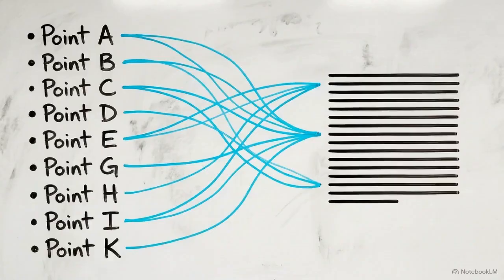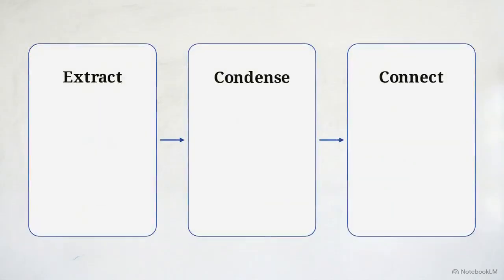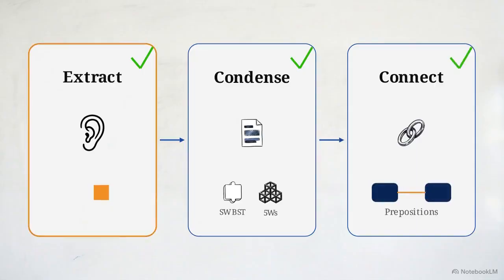Mastering these connectors transforms a list of facts into a sophisticated piece of connected communication. This toolkit follows a logical progression, filtering oral cues to find main ideas, using SWBST or the 5 W's to condense them, and applying prepositions to connect thoughts.